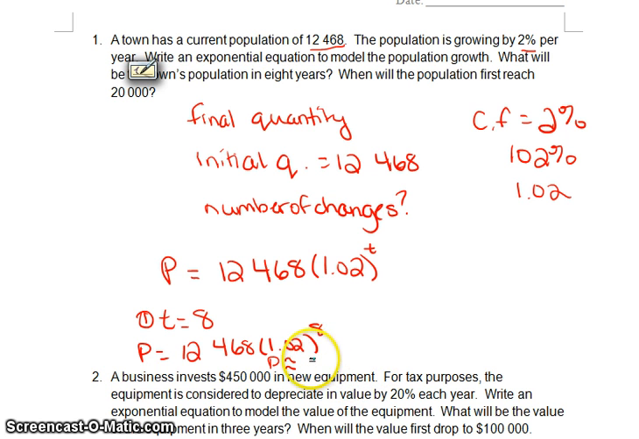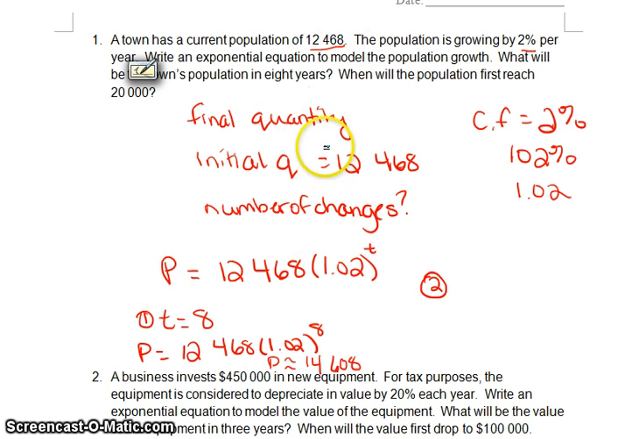We don't want half of a person. So that we have approximately equal to 14,608. So after approximately 8 years, our population will become 14,608. Okay. For part 2 of that question, number 2, we have: when will the population first reach 20,000?